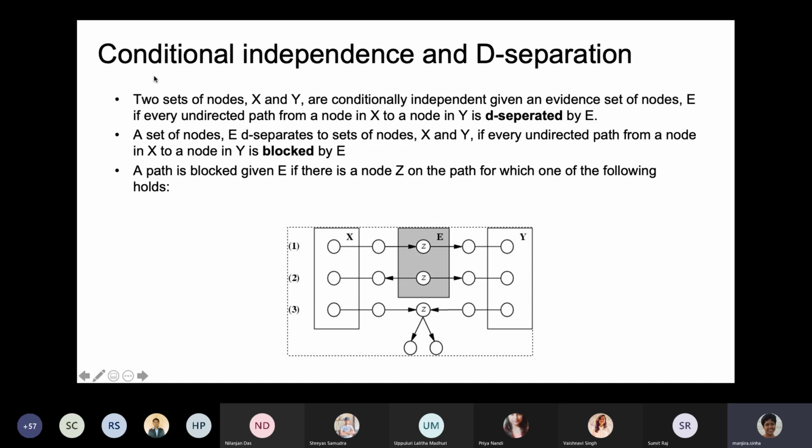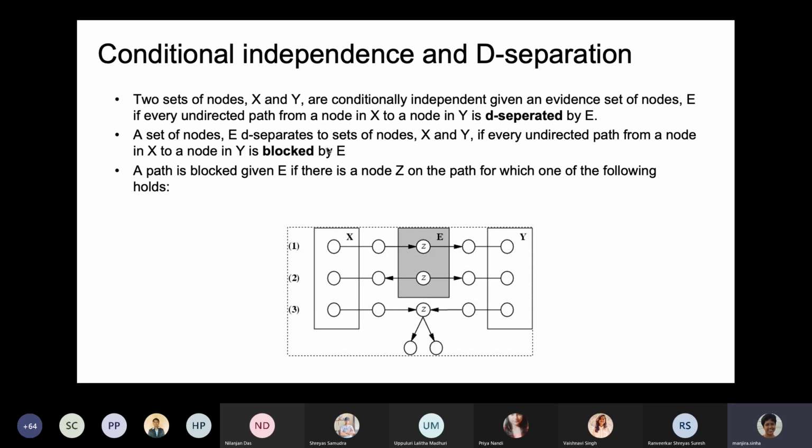Okay. So two sets of nodes X and Y are conditionally independent given an evidence set of nodes E if every undirected path from a node in X to a node in Y is D-separated by E. That means in my graph, I have two different sets of nodes X and Y, and there can be a subset of nodes that we call E, and we are saying X and Y are D-separated by E if every undirected path from a node in X to a node in Y is D-separated by E.